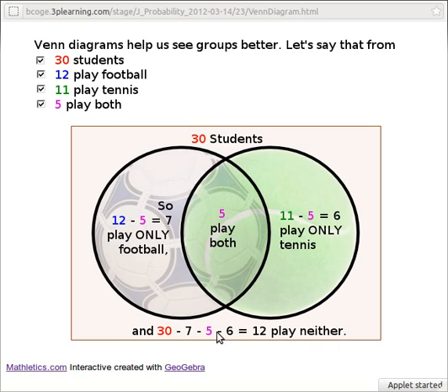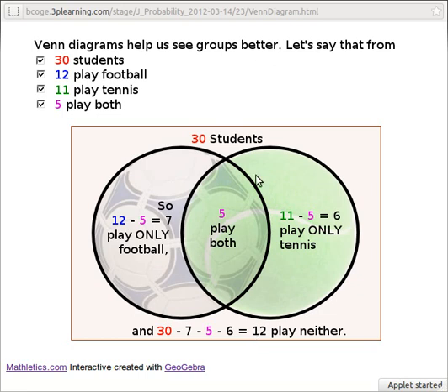And then from that you can go out here and you can subtract the tennis only players and the both players and the football only players from your 30 students, and you've got the 12 people play neither football or tennis.